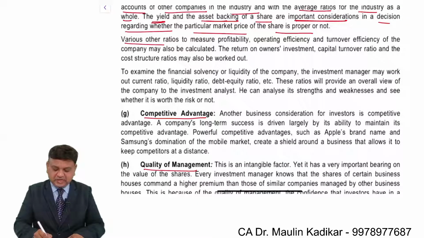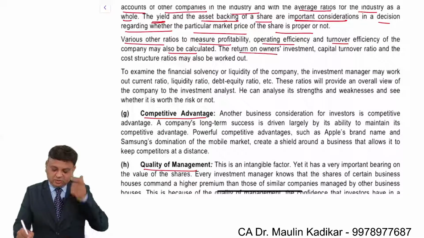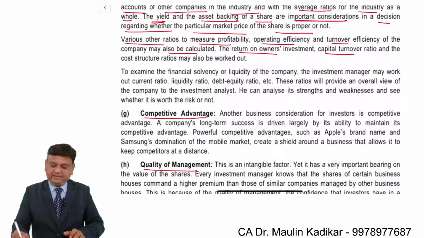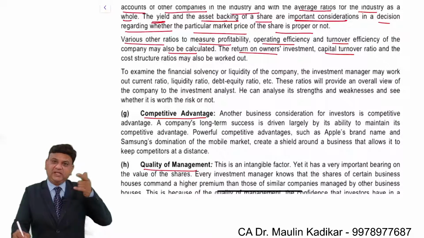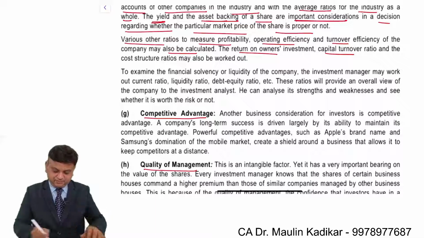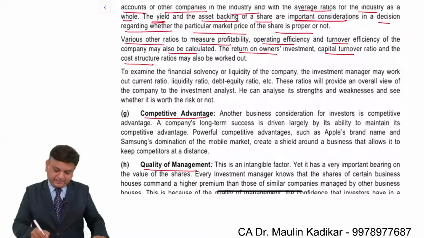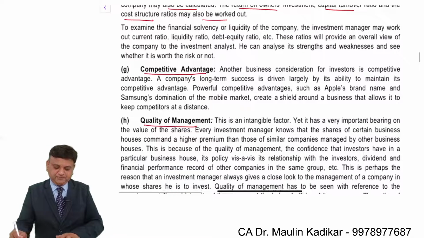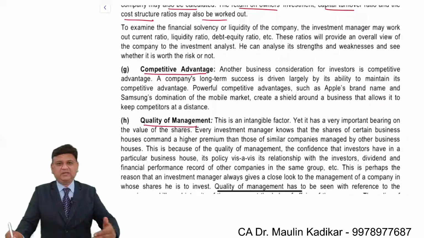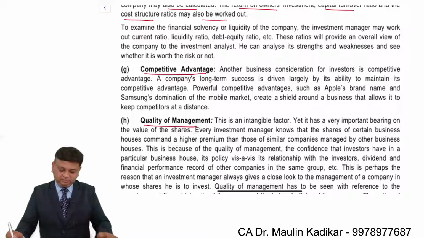Various other ratios to measure profitability, operating efficiency, and the turnover efficiency of the company may also be calculated. The return on owner's investment, capital turnover ratio means the sales for every 1 rupee of the capital. Cost structure ratios, variable cost to sales, fixed cost to sales, something like that, may also be worked out. And of course, we know that if the expense ratios are less, it is good, and if profitability is high, it is good.